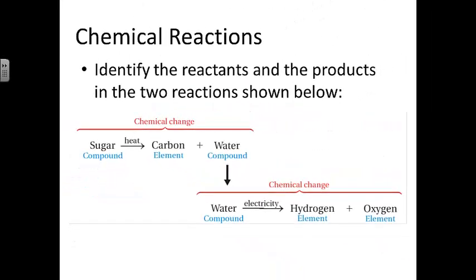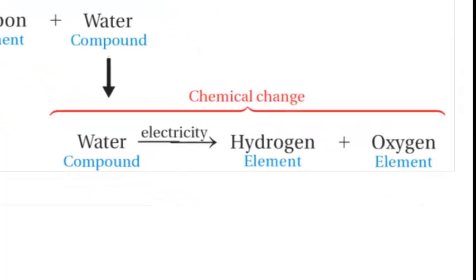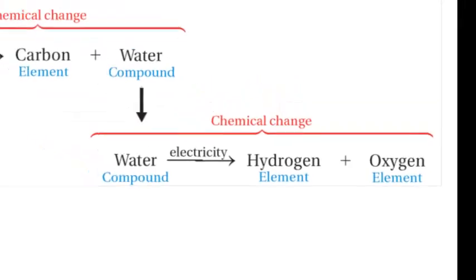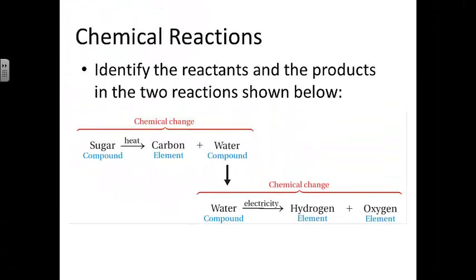In our second reaction, we could take that water that was produced before and we could further cause it to break down. If we applied an electrical current, then through electrolysis, we could get the water to separate into its 2 elemental components, hydrogen and oxygen. So in this case, the water is not a product. In this case, the water is a reactant because we're causing it to undergo a reaction, in this case, breaking down into 2 elements, hydrogen and oxygen.